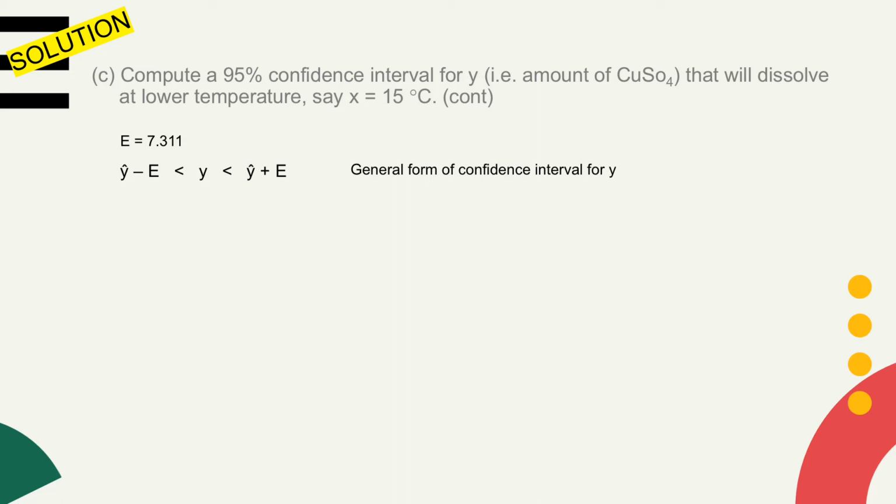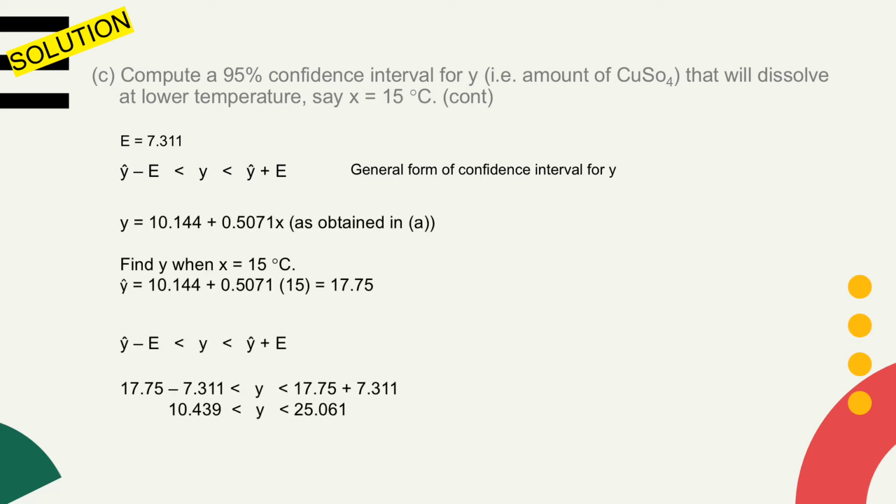So the next thing that we have to do is to solve the confidence interval for Y, which is given by this general form. But first, we have to solve the value of Y when X is equal to 15, because that is stated in the equation. So we just have to substitute the value of X equal to 15 into the least square equation that we obtained in question A. So the Y value is given as 17.75.